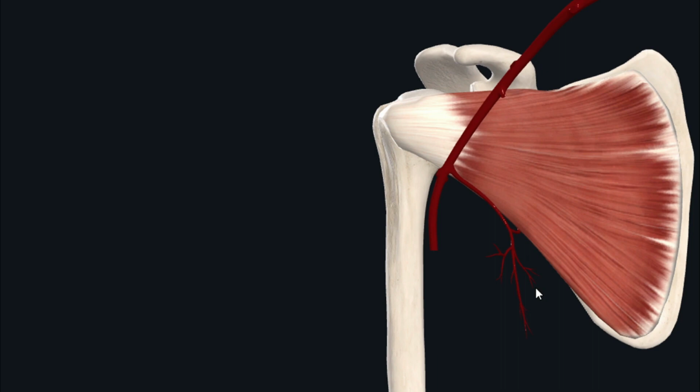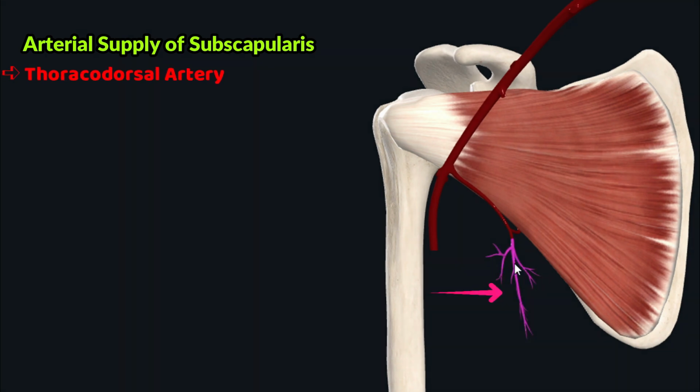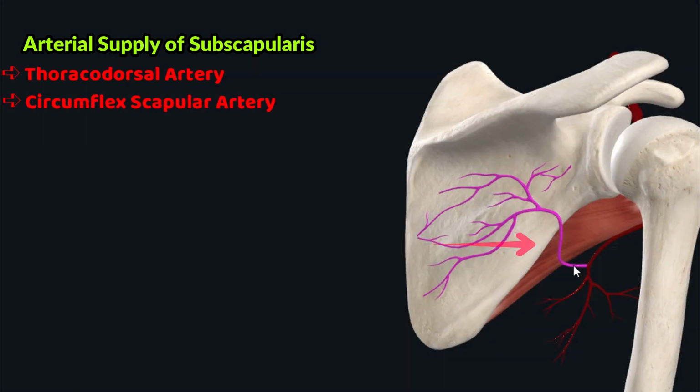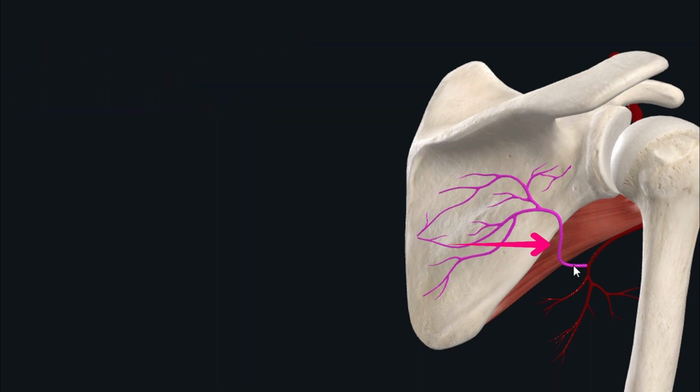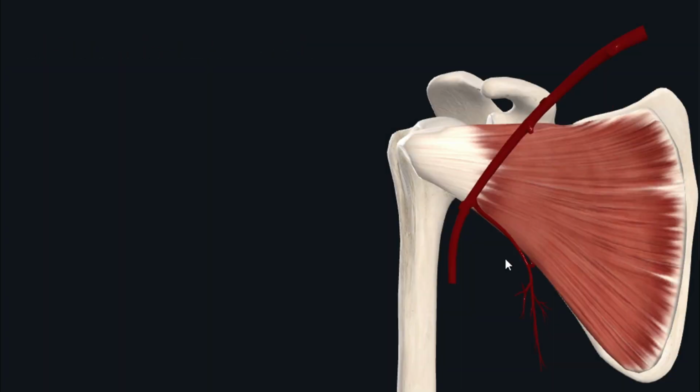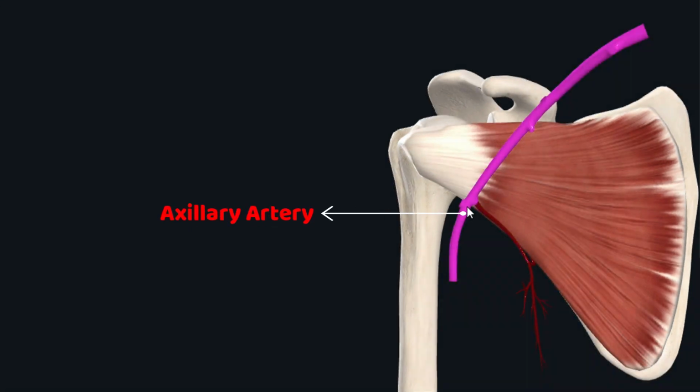Now if we discuss a little about the arterial supply of the subscapularis muscle, to be very specific, this muscle is supplied by two arteries, the thoracodorsal artery and the circumflex scapular artery. These two arteries, that is the thoracodorsal and the circumflex scapular arteries, arise from the subscapular artery, and the subscapular artery then arises from the third part of the axillary artery.